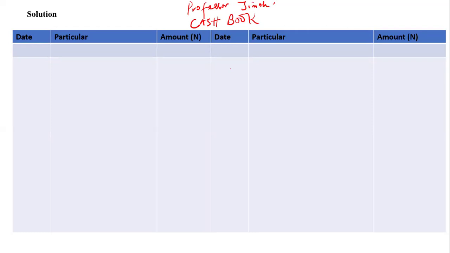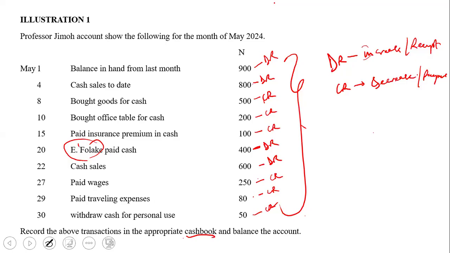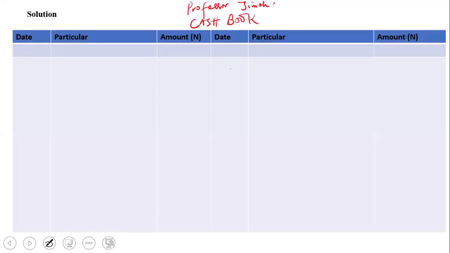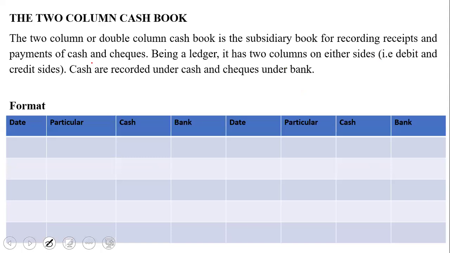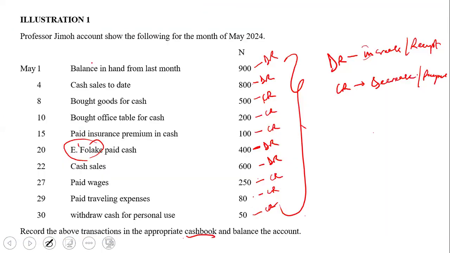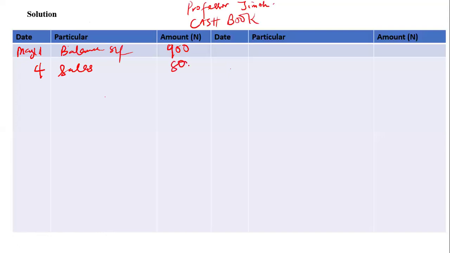Now let's start. Remember, you have the template already. So we'll now start. Item 1. Balance brought forward. So May 1, brought forward 900. Next, cash sales. That is May 4. Sales, our sales is 800. So we have 800.